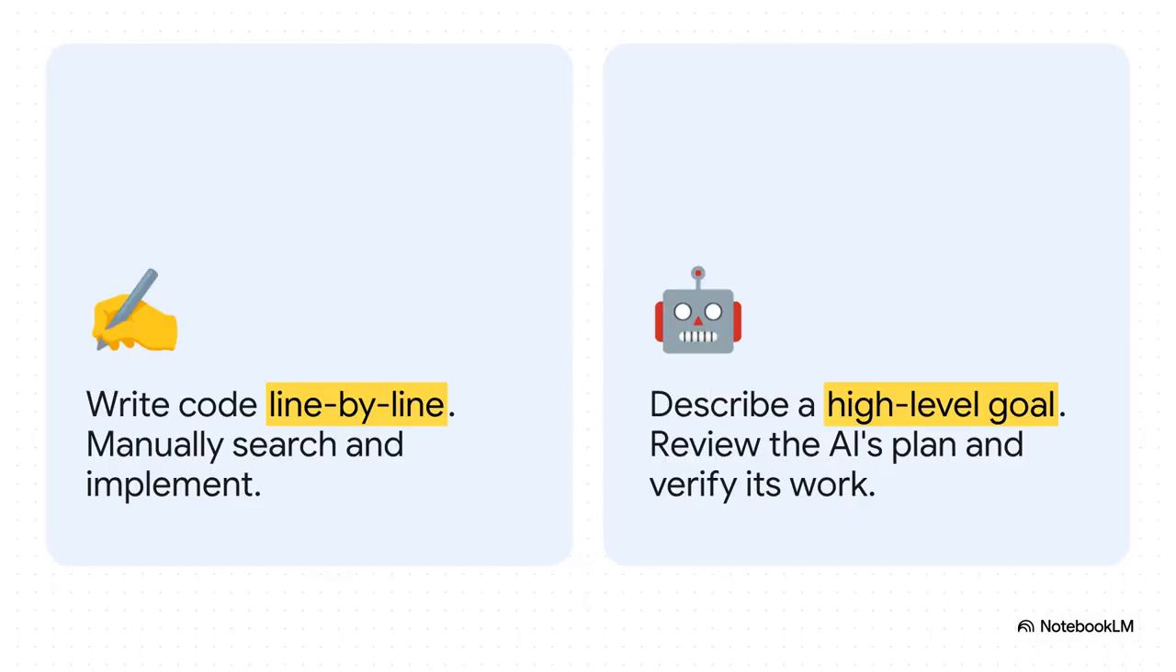And when you put the two workflows side by side like this, the difference is just stark. On the left, you've got manual labor. On the right, you have strategic oversight. You're basically trading time you used to spend on boilerplate and syntax for time spent on high-level architecture and verification. You're just moving up the value chain.